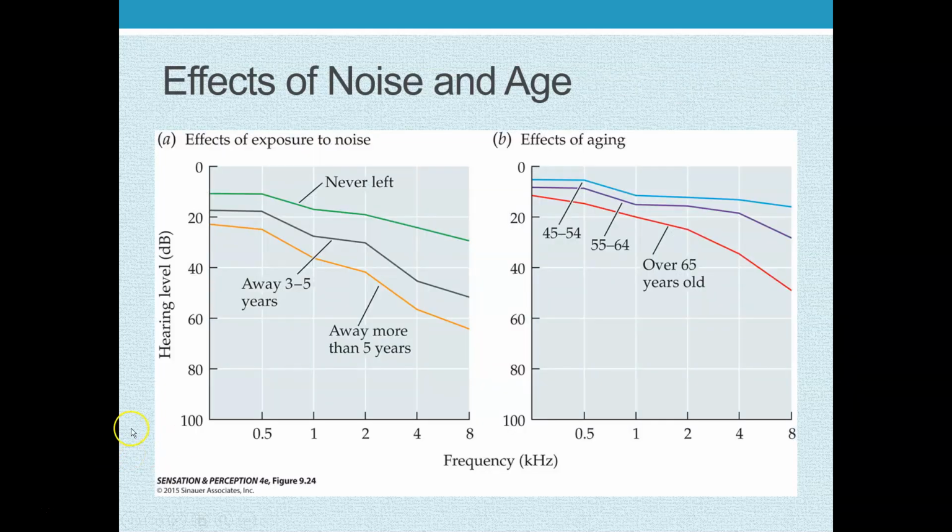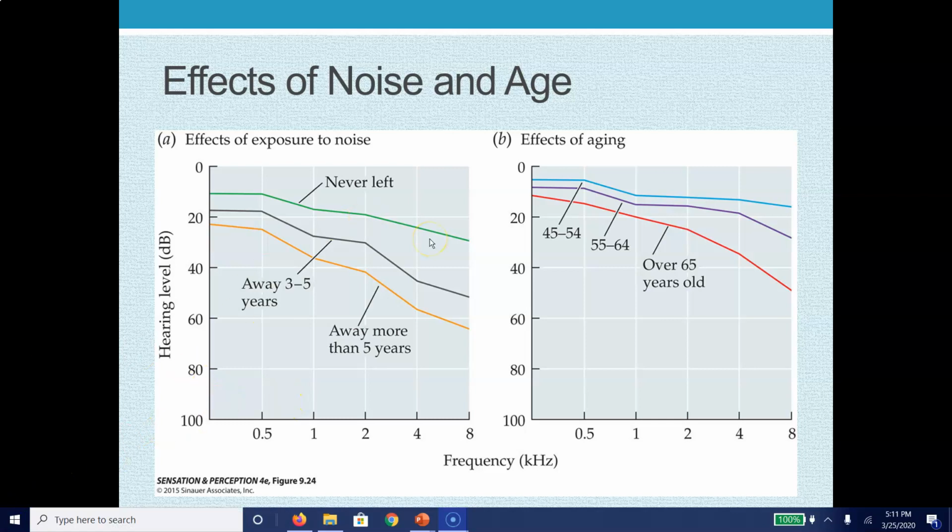So here are some of the different effects of noise and age. What you're looking at here is data from people who lived on Easter Island, where it's generally very quiet, versus people who eventually spent some time away and went to noisier places in the outside world. What you can see is that for the people who stay on the quiet island, you do see some drop off in hearing with frequency, but certainly the more exposure to noise that you get, the greater your hearing loss becomes.